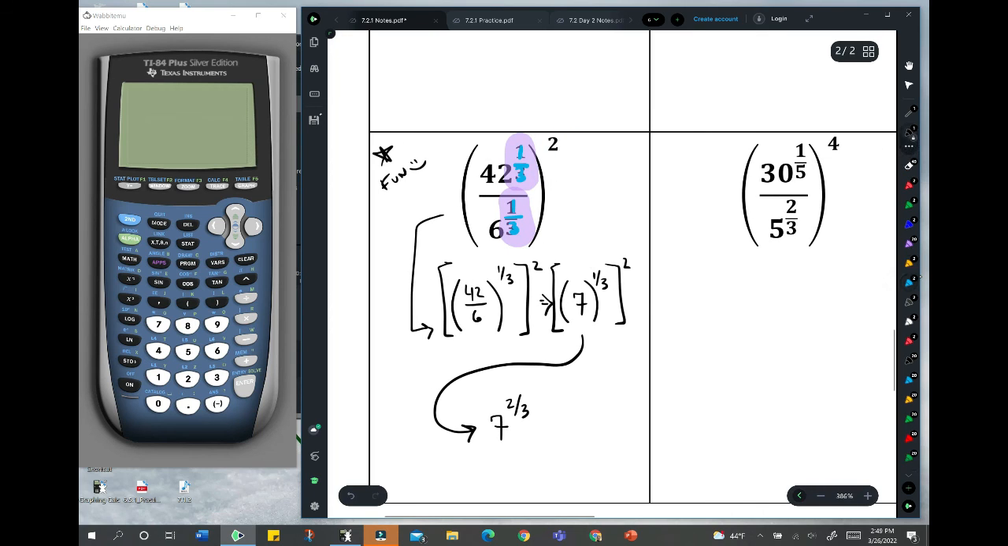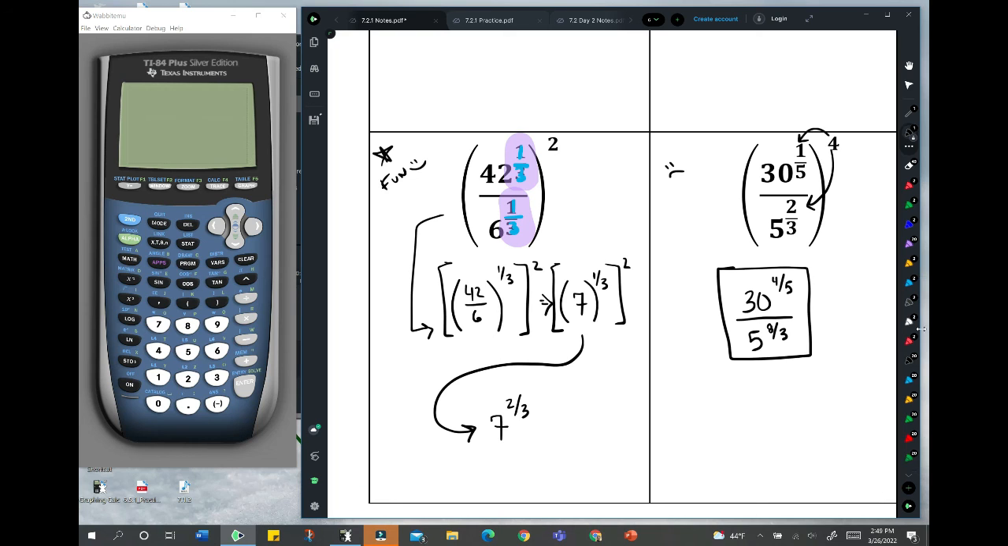So in this next example, unfortunately, it's not quite as fun. You cannot do the little trick. So you just have to go right ahead and distribute the 4. So 30 to the 4/5 all over 5 to the 8/3. And that's what it would be. I know it's tempting. You're like, oh, but 30 and 5, they divide so nicely. But you cannot do it because they're not the same exponent. So just trust that is your answer here.